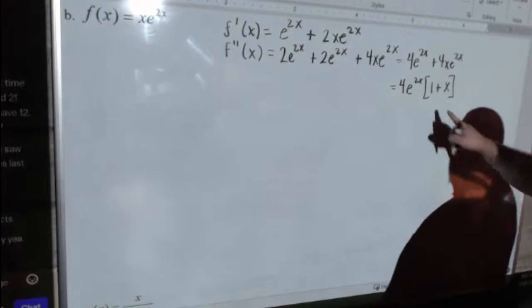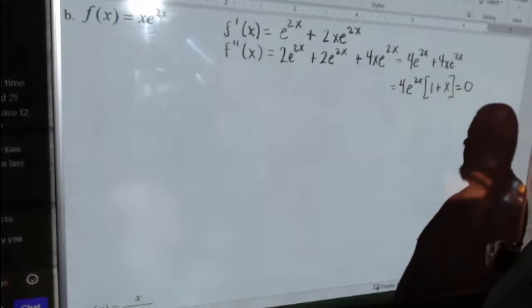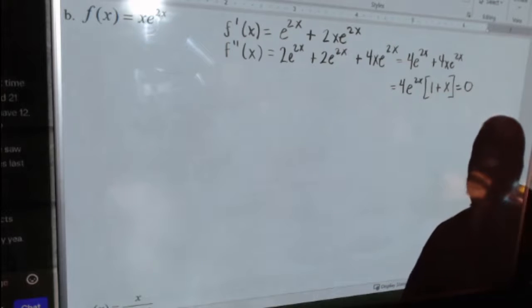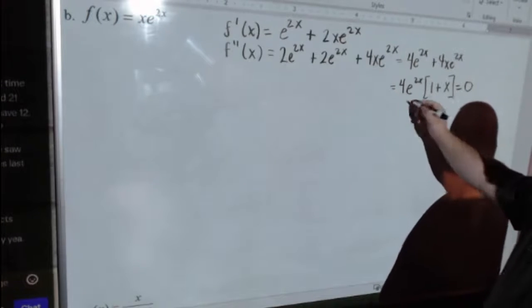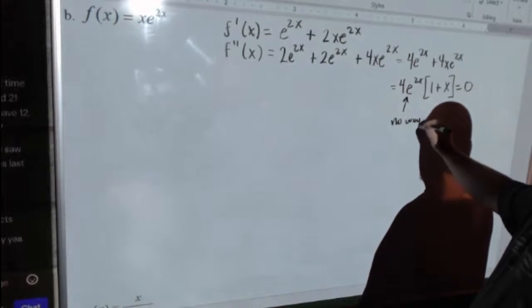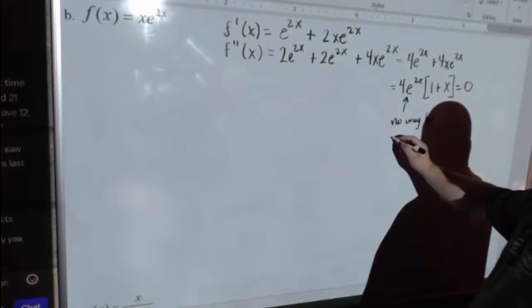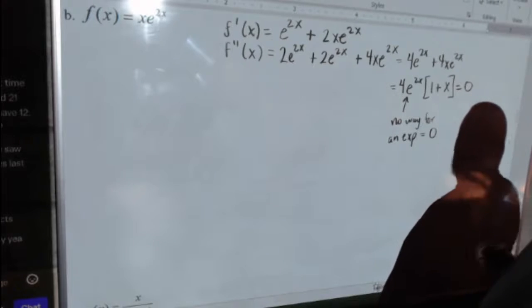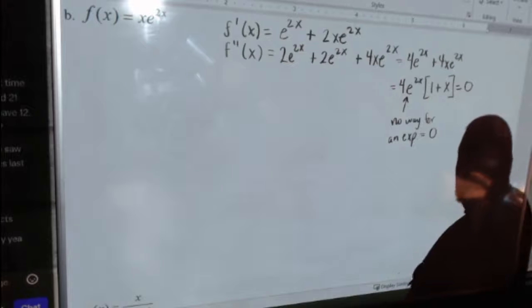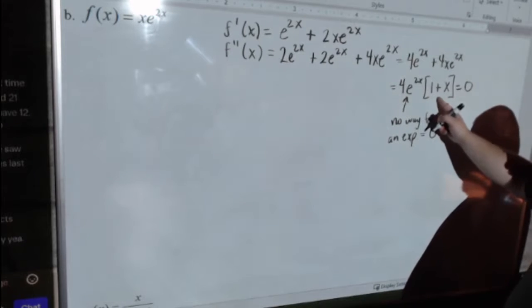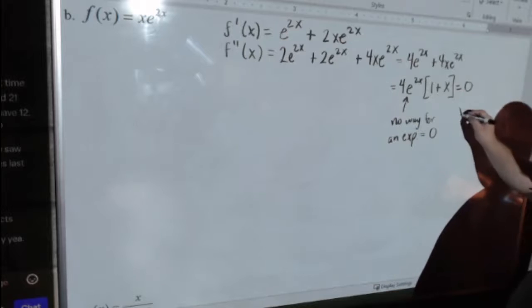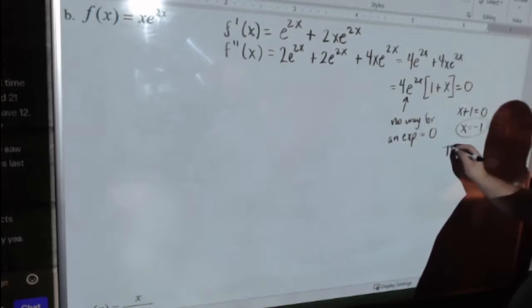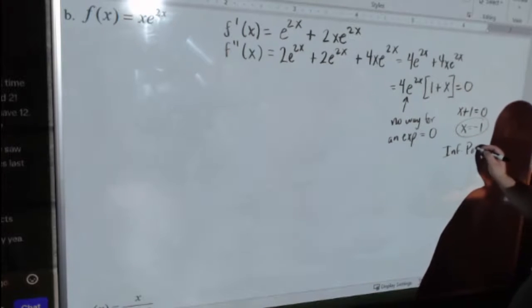It's nice to write it this way because I have to set it to 0 to find my inflection points. Now there is no way for an exponential to equal 0. So this guy doesn't tell me anything. I just have to solve the x plus 1. So x plus 1 equals 0 gives us x is negative 1. That's my inflection point.